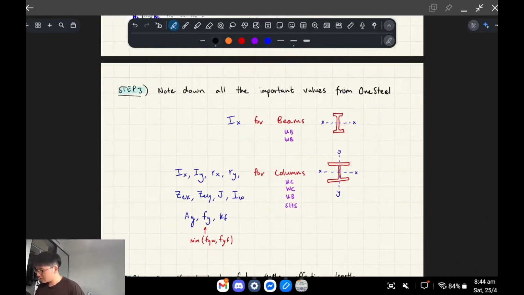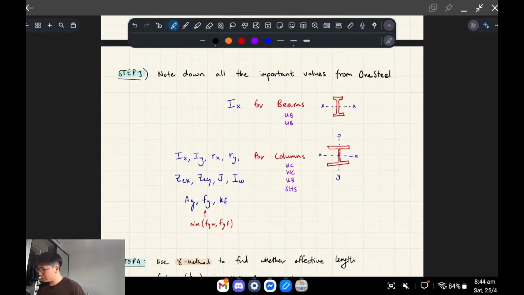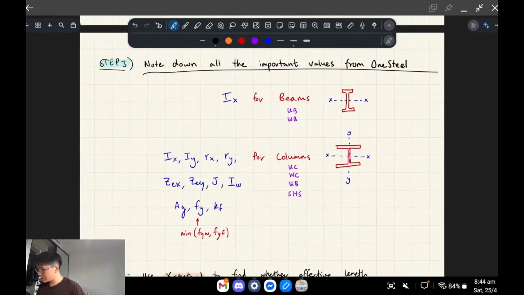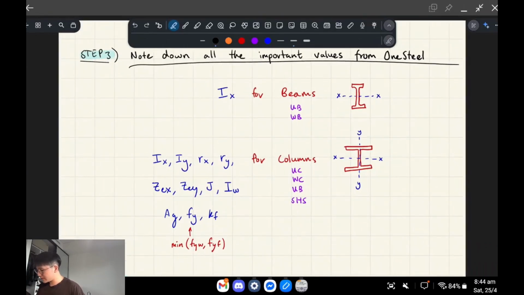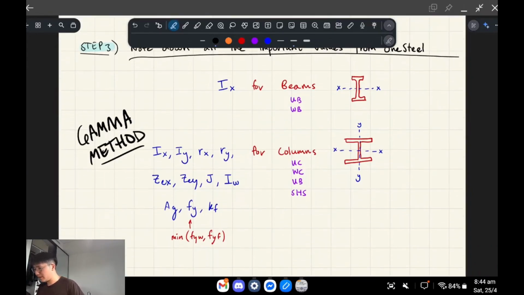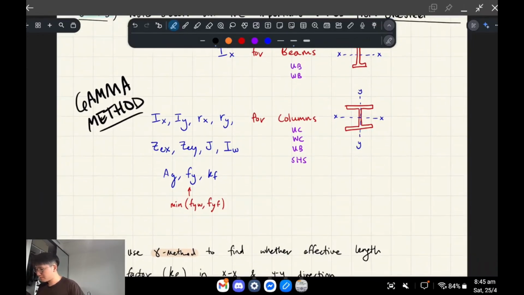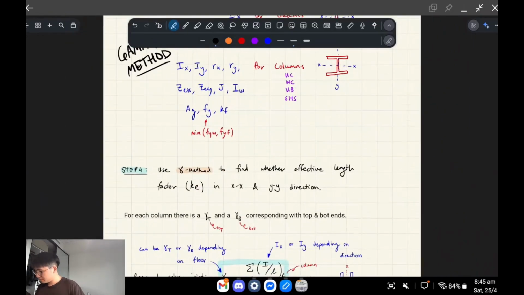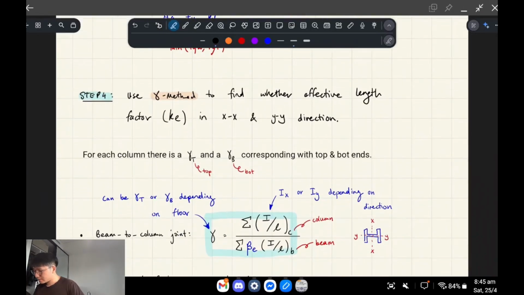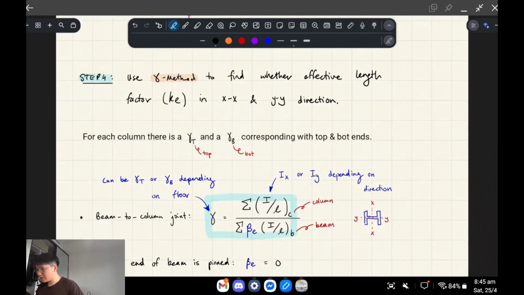Alright, so the next thing you have to do is find all these values from OneSteel. This is for non-custom sections, and the reason for this is preparation for the gamma method. Not all of it is, but the majority of these values are for the gamma method, and some of them will be for the compression and flexural design. Okay, so here's how we use the gamma method in order to find the effective length factor.